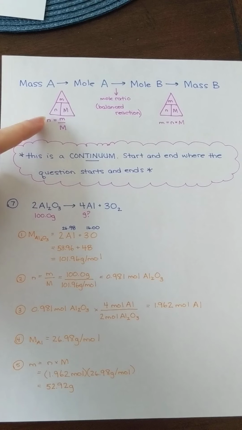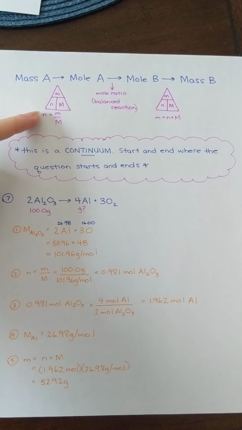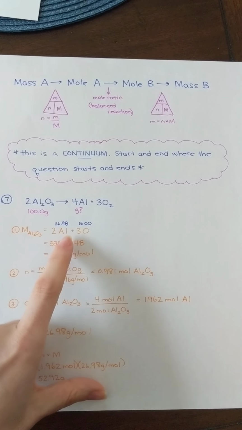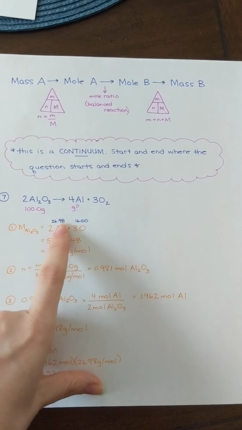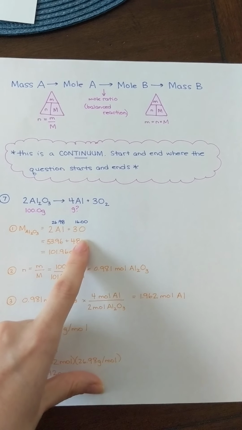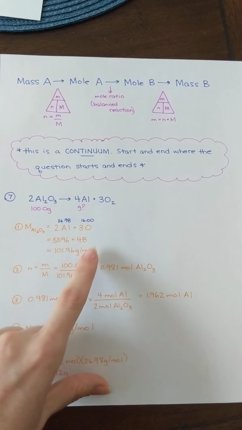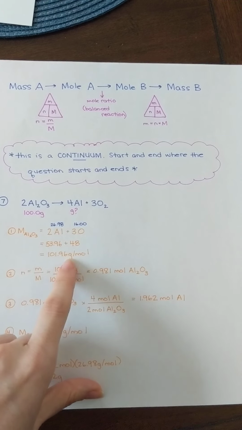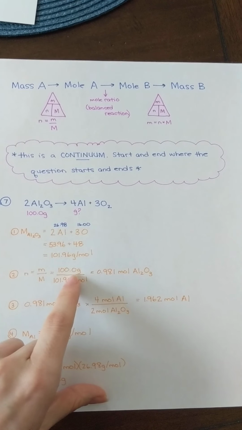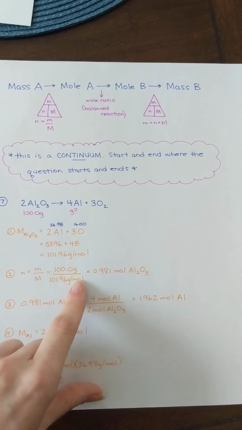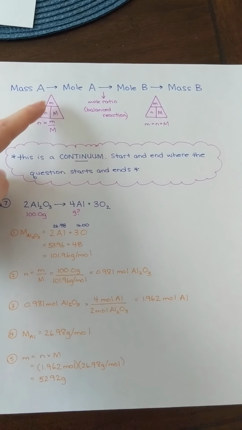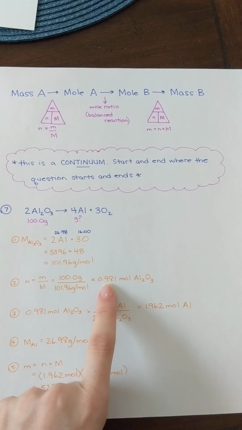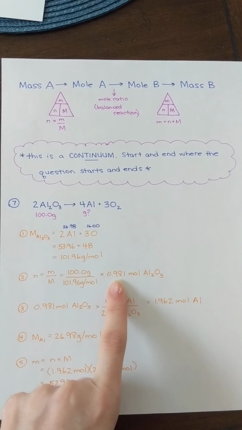Before we can pop into this triangle, we have to find the molar mass of aluminum oxide. So that was my step 1. I've gone to my periodic table. I know I have 2 aluminums, 3 oxygens. I found the masses of both, did some multiplication, added them together, and I know the molar mass of aluminum oxide. Now I can use this number with the mass given to me in order to find out the moles of aluminum oxide. So it's division because mass is on top, molar mass is on the bottom. We end up dividing and finding 0.981 moles of aluminum oxide.